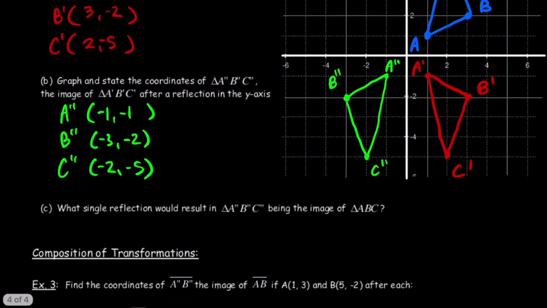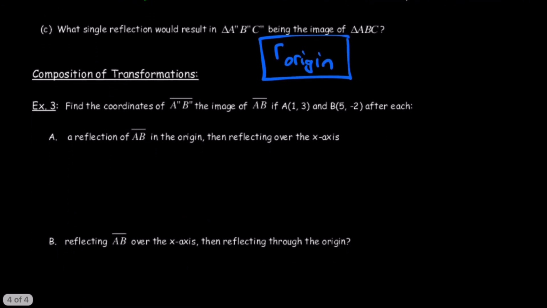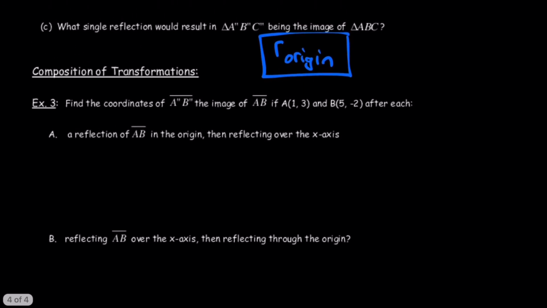That's called a reflection in the origin. So we use a little r for reflection and write out the word origin. All right, cool. The last thing we're going to do today is a little bit challenging. They're going to have us do two reflections in different orders. And notice they don't give us a graph here, so they want us to use the rules exclusively.